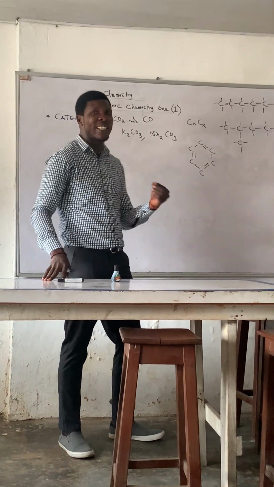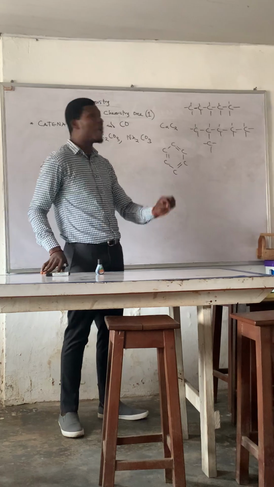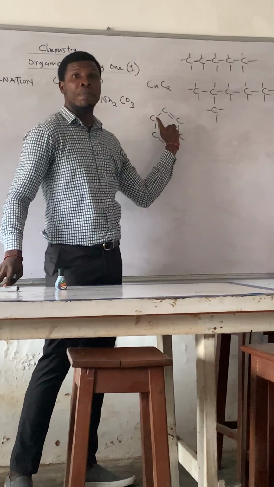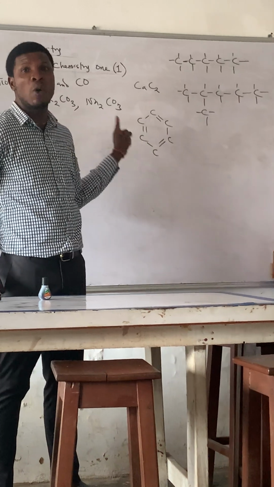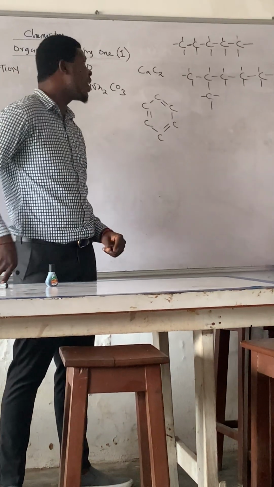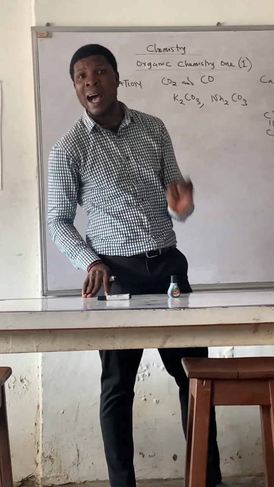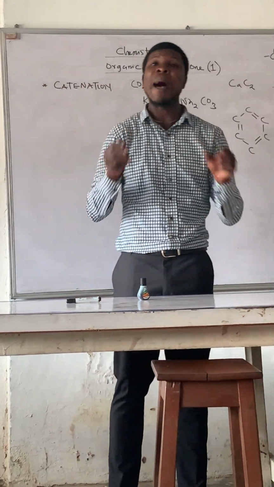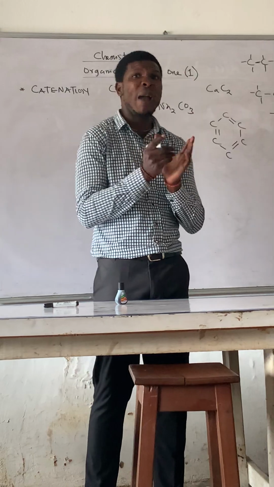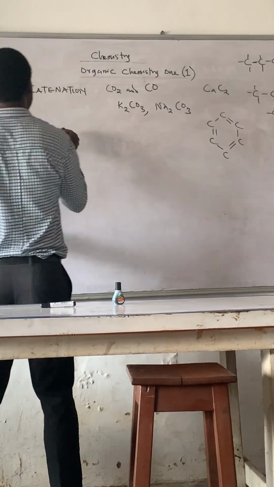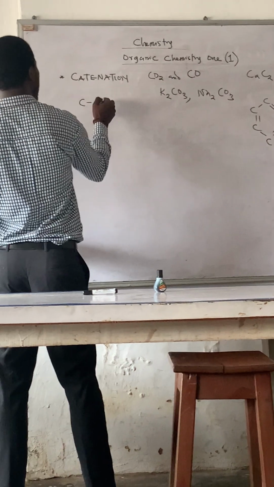So when we talk about catenation, it is the ability of carbon atoms to combine with one another to form a straight chain, a branch chain, and a closed chain. Now again, what about the other property of carbon? The second property of carbon is based on the ability of carbon atoms to combine with each other to form a single bond. When we say single bond, we are talking about a carbon to carbon single bond.